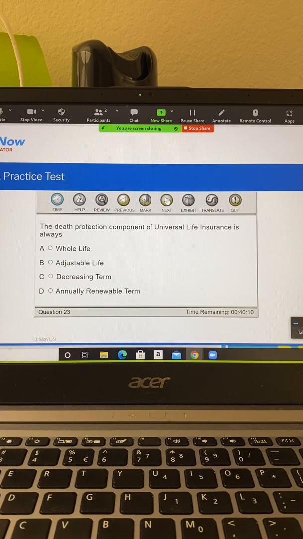All right, what's the answer? ART! Universal life is ART plus cash value, plus a cash account. Annual renewable term plus a cash account equals universal life. You got it? All right, say it then. Say that one more time. Universal life is ART plus a cash account. One more time. Universal life is ART plus a cash account. All right, perfect.